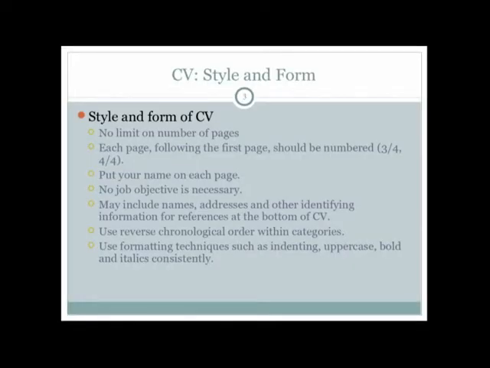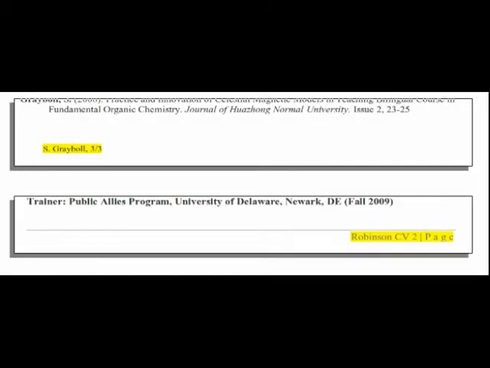One of the characteristics of a CV, or Vita, which is another way to abbreviate it, is that there's no limit to the number of pages, as opposed to a resume, which is usually kept to two. Each page following the first page should be numbered. And why should it be numbered? Because you want other people to find it clearly and easily. So saying 3 out of 4 or 4 out of 4 assists in that process. Every page ought to have your name.